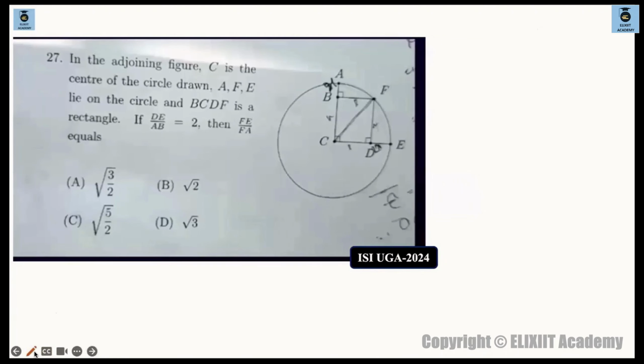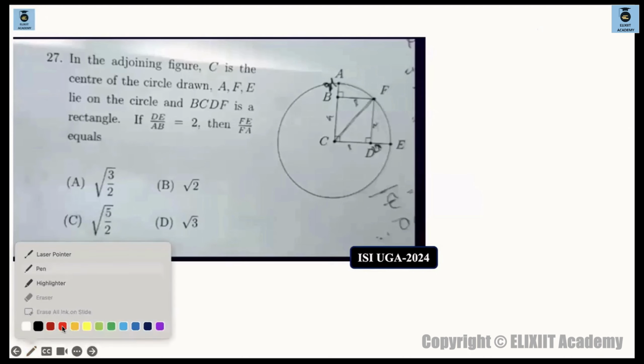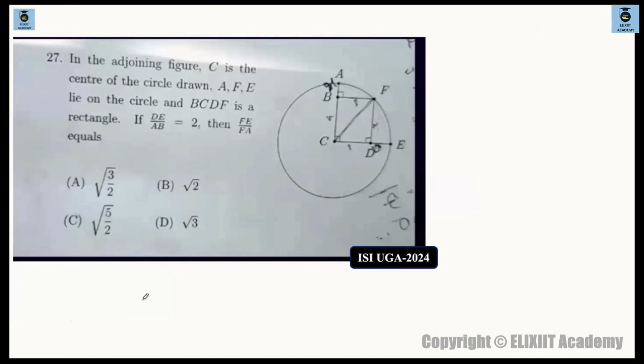Next question, ISI again, 2024 question, UGM. What does it say? In this adjoining figure, C is the center of the circle drawn. Now here we are involving a circle, but the concepts are based on very basic geometry only. So here C is the center of the circle drawn. A, F, E lie on the circle. BCDF is a rectangle. DE divided by AB is 2 and we have to figure out what FE by FA is.